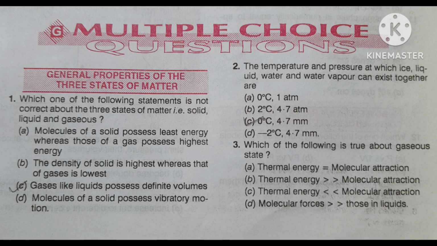The correct option is: gases like liquids possess definite volume. This is the third option. You have to tell which statement is not correct. Then here all are correct except option C, gases like liquids possess definite volumes.